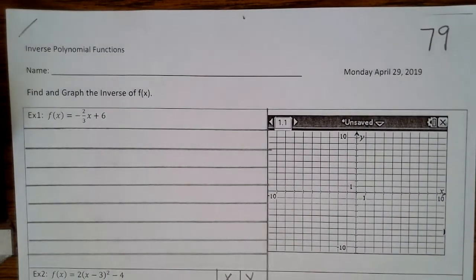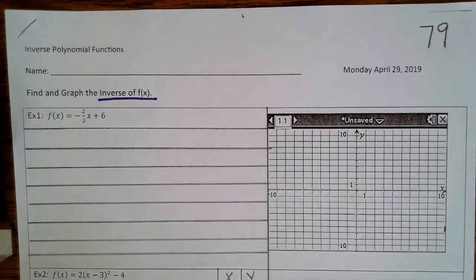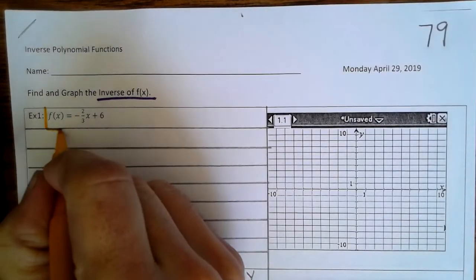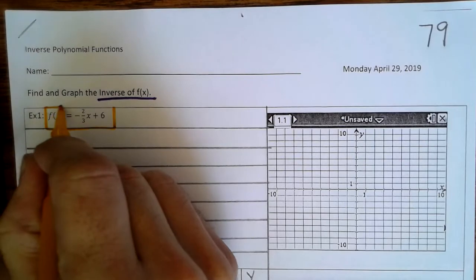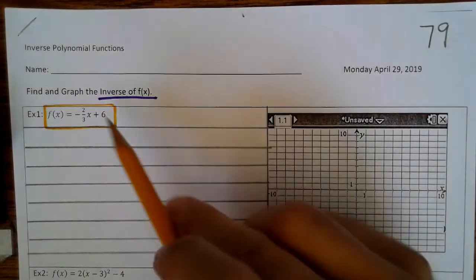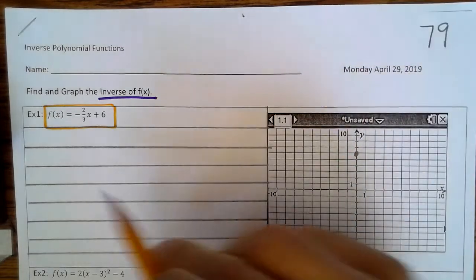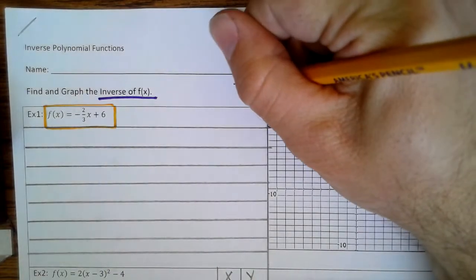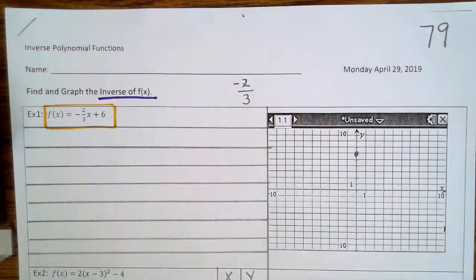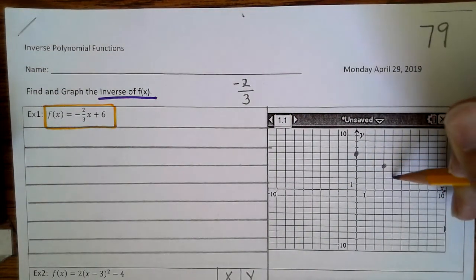Find and graph the inverse of f of x. Now, we're going to do the inverse in purple and the function in yellow. Okay, so to graph example 1, we're going to start at 6, so 1, 2, 3, 4, 5, 6. And the slope is negative 2/3. So we go down 2 to the right 3.